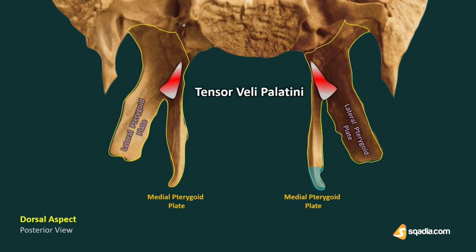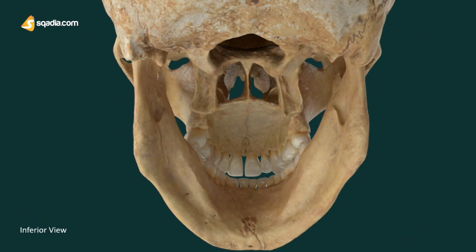The tensor veli palatini is a slender triangular muscle. The anterior attachment stems from the scaphoid fossa of the pterygoid process of the sphenoid bone. The posterior attachment originates from the medial aspect of the spine of the sphenoid bone and anterolaterally to the membranous part and the lateral lamina of the cartilaginous part of the auditory tube. It helps in opening the pharyngeal opening of the auditory tube during swallowing or yawning.